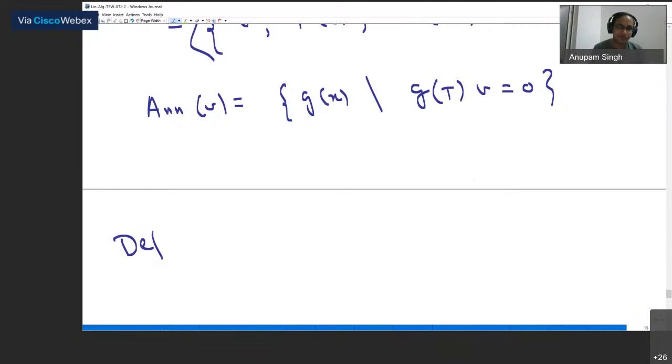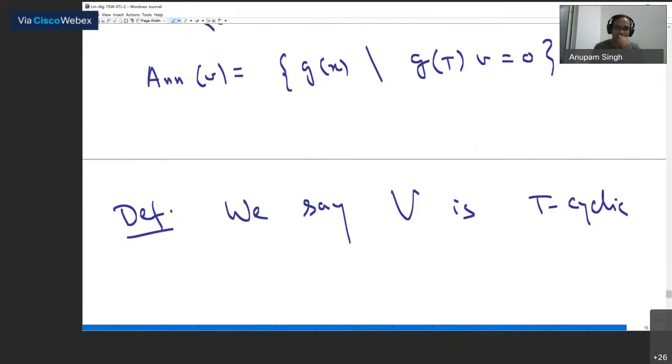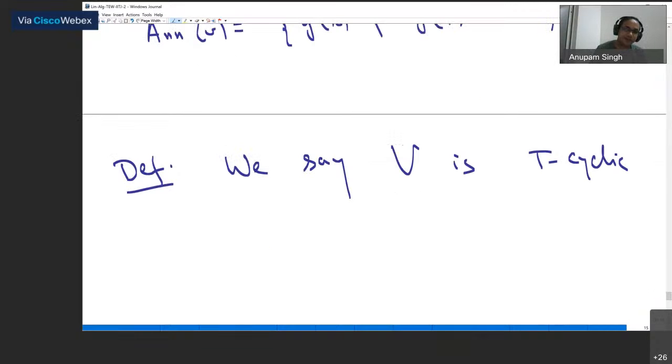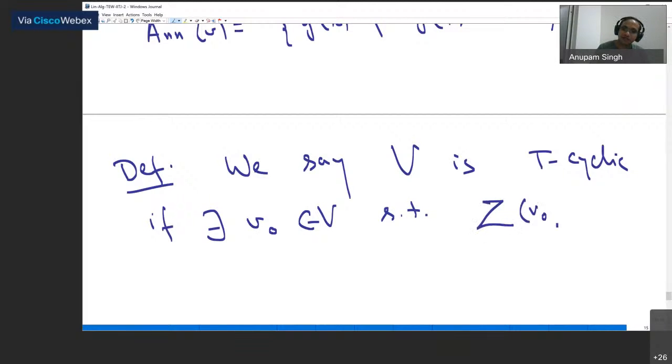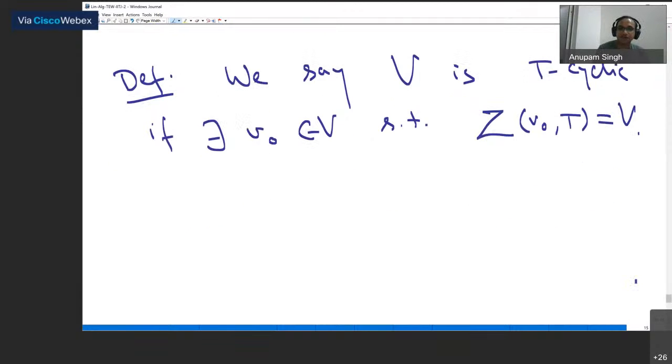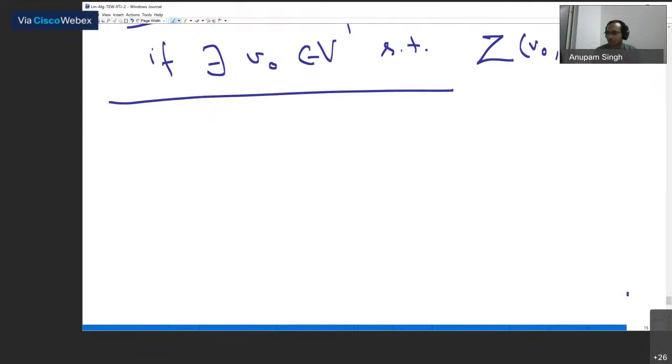Okay, so what is the relevance of Z(v, T)? Here is the definition. We say V is T-cyclic if there exists a vector, let's say v_0 in V, such that Z(v_0, T) is equal to V. And the relevance of Z(v, T), the cyclic subspace, is quite interesting. Let's try to understand that.